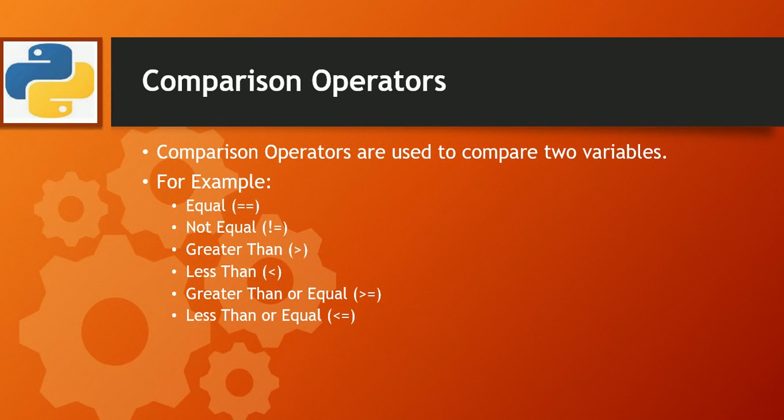Now the third operators are comparison operators. The comparison operators are basically used to compare two variables, such as equal, not equal, greater than, less than, greater than or equal, and less than or equal.